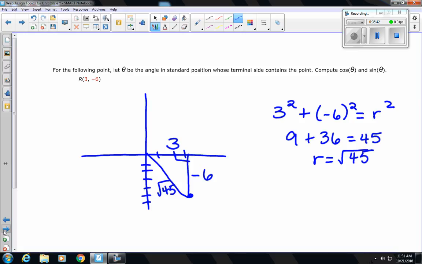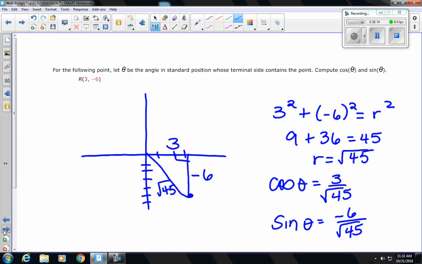All right, all it asked me for was cosine and sine. So the cosine of theta is 3 over the square root of 45, the ratio of x to r. And the sine is -6 over the square root of 45.